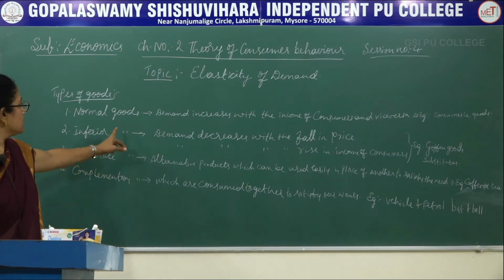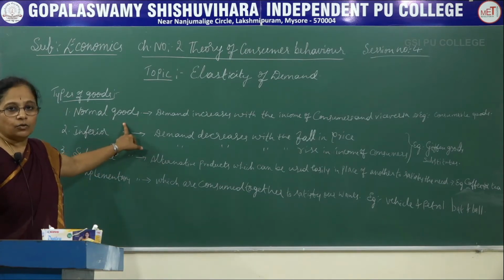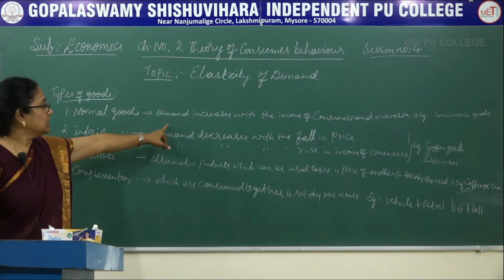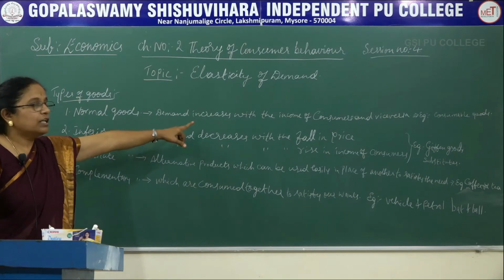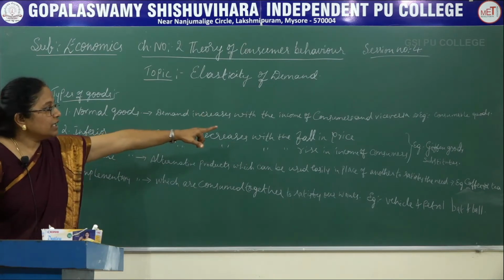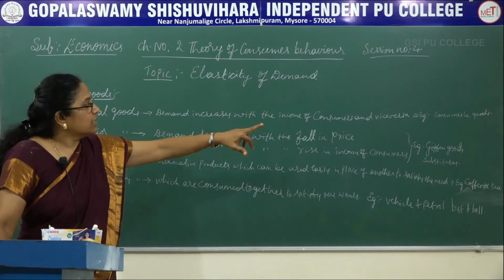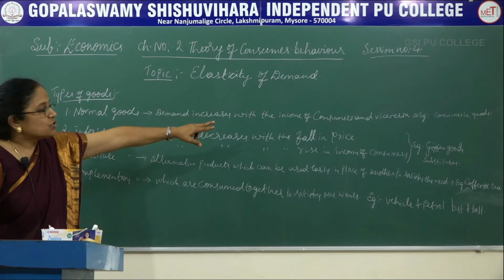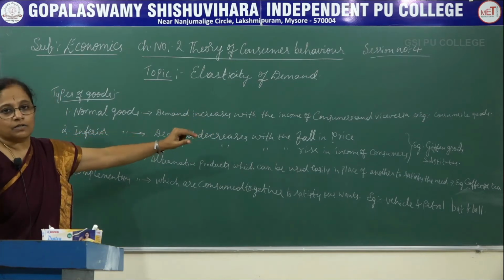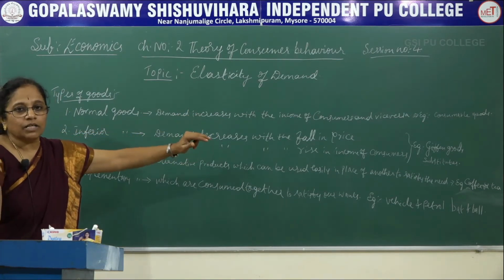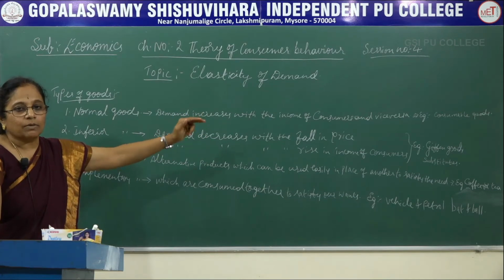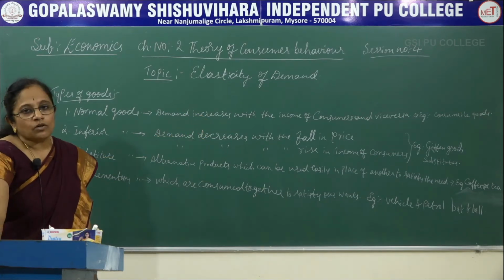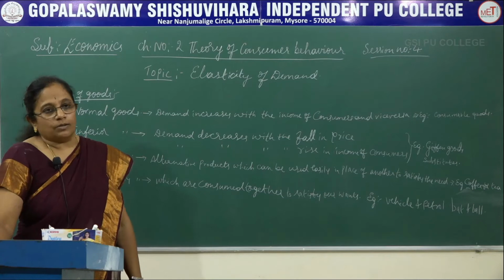The first one is normal goods, that is the goods of which demand increases with the income of consumers, and it is vice versa. When the income of the consumer is less, demand is also less. When the income of the consumer is more, the demand is also more. It applies to almost all the consumable goods.